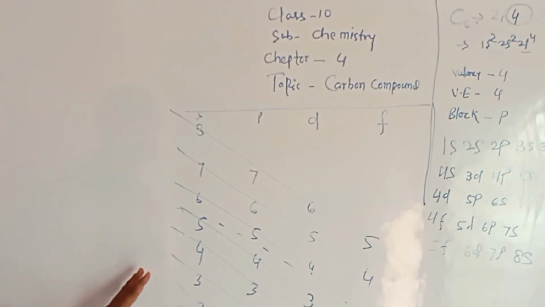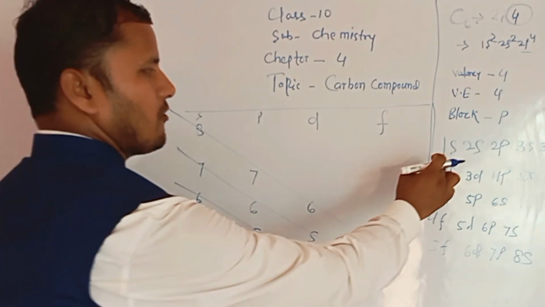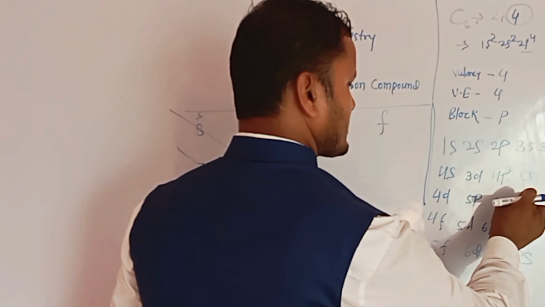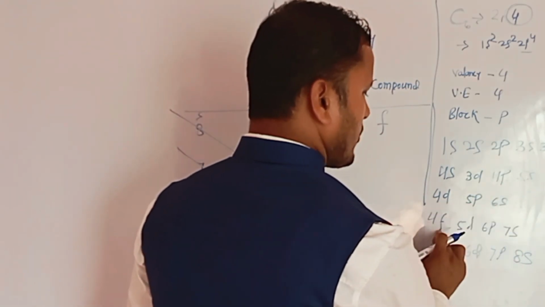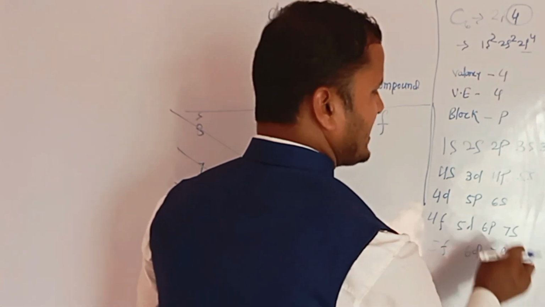How to recall it, how to arrange it: 1s, 2s, 2p, 3s, 3p, 4s, 3d, 4p, 5s, 4d, 5p, 6s, 4f, 5d, 6p, 7s, 5f, 6d, 7p, 8s.